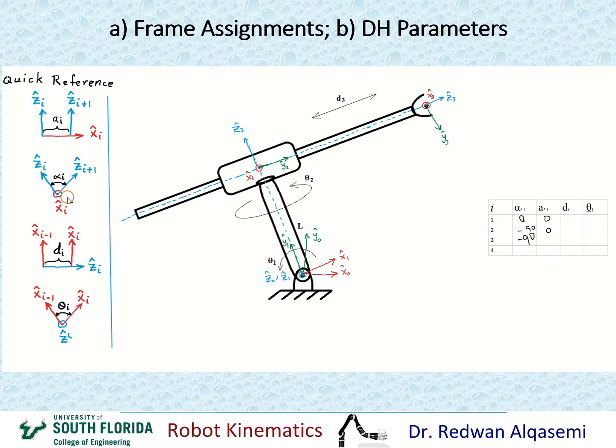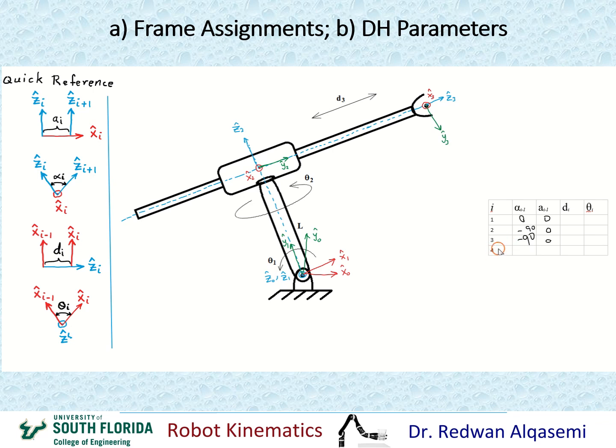Okay, and then for the offset here, I'm going to be looking at a2 between z2 and z3 along x2. So this is z2 and this is z3, they intersect. That means the distance between them is 0.